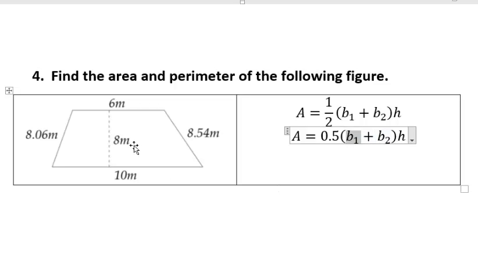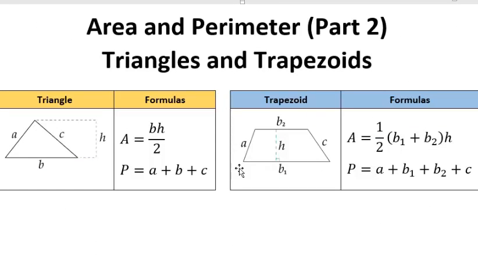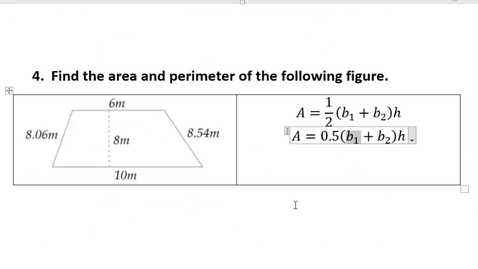The base 1 could be either this one or this one. According to the drawing we have at the beginning, base 1 will be the longer base, and base 2 will be the shorter base. So base 1 will be 10, base 2 will be 6, and the height would be 8. We're not going to use 8.54, neither 8.06, because those are neither bases nor height.